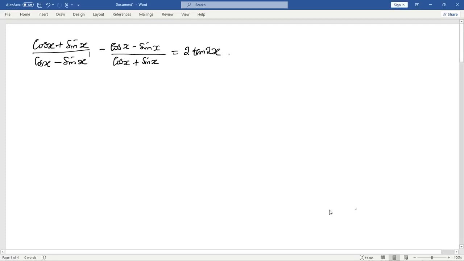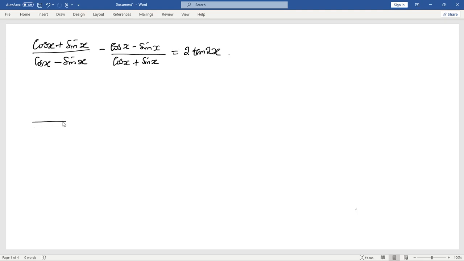To prove that (cos x + sin x)/(cos x − sin x) − (cos x − sin x)/(cos x + sin x) gives us 2 tan 2x. Okay, so now here, what we're simply going to do is make what we have on the left hand side a single fraction.